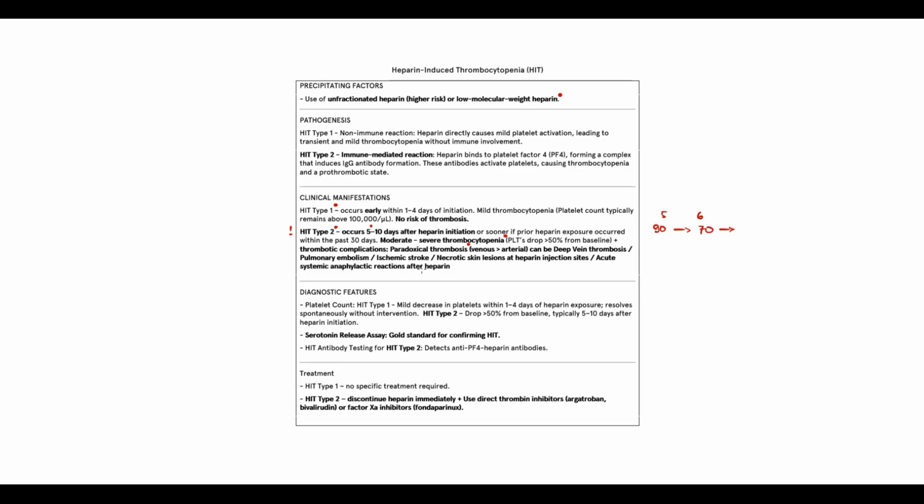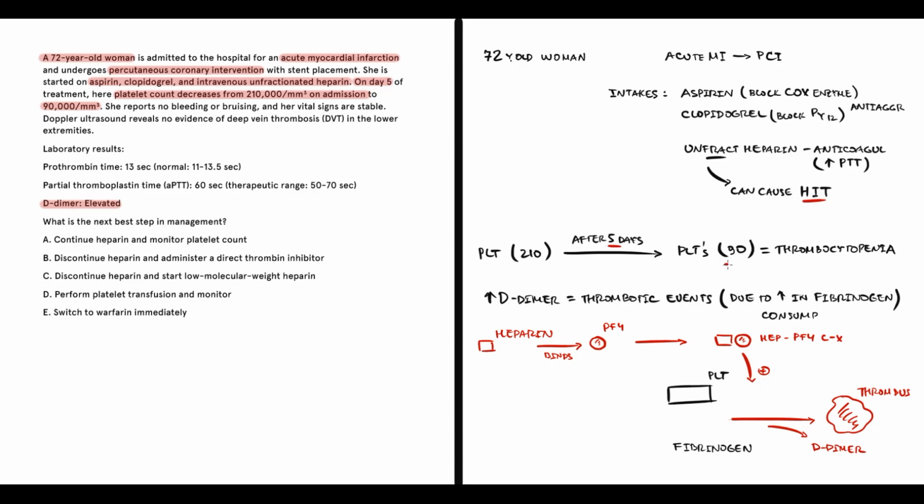But the most important feature is that this condition can be complicated by thrombosis, again due to the heparin-induced autoimmune reaction. The major diagnostic feature in this case is the serotonin release assay, and the treatment is immediate discontinuation of heparin and prescription of direct thrombin inhibitors. So, because heparin-induced thrombocytopenia type 2 leads to thrombotic events, such as deep vein thrombosis or pulmonary embolism, as a treatment we will discontinue heparin and prescribe a direct thrombin inhibitor.